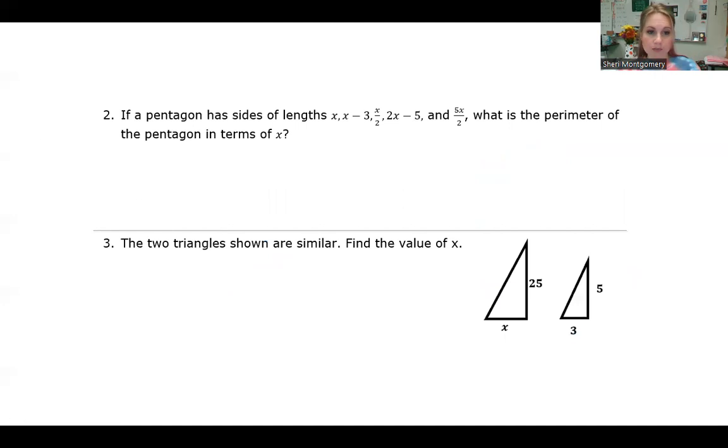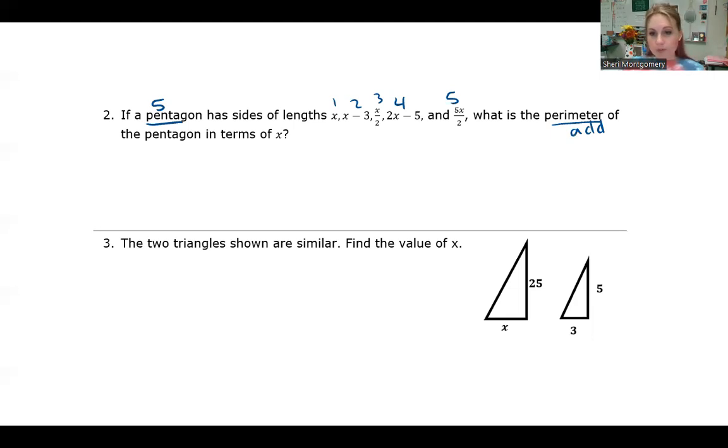Next question. If a pentagon has sides of, so these are side lengths. There's 1, 2, 3, 4, 5. Penta means 5. It's just a 5-sided shape. What is the perimeter? So remember, perimeter means you add everything up. The tricky part about this one is that you've got some x's and some constants, so they have to be separate. But also we have fractions. So I'm going to have to take this really slow.